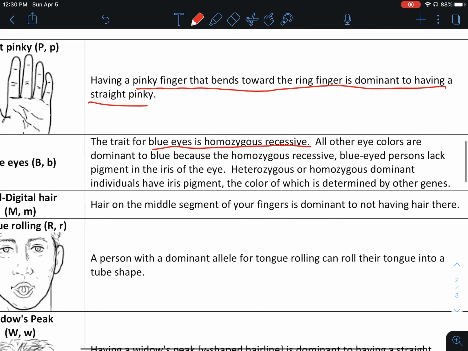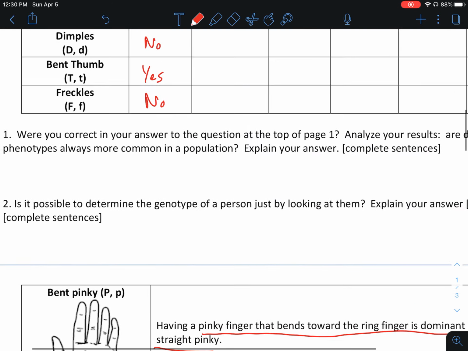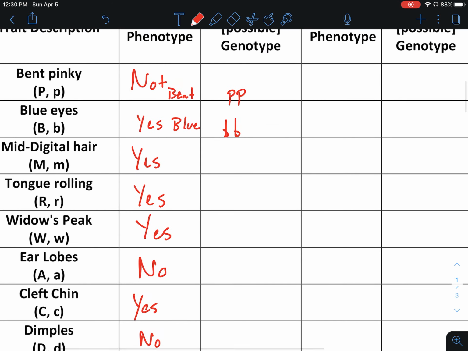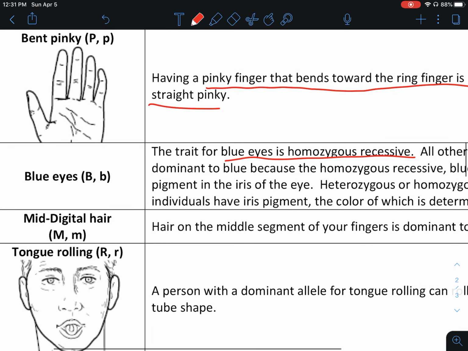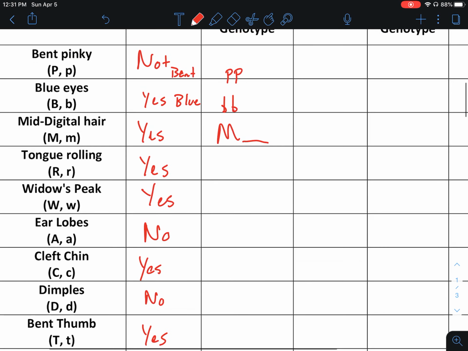Mid-digital hair. Hair on the middle segment of your fingers is dominant to not having any. So I have the dominant trait, which means I'm capital M. Now, I don't know if I'm capital M capital M or capital M lowercase m. We'd have to do a genetic test for that, so I'm just leaving the second one blank. Tongue rolling is a yes. The dominant allele means you can roll your tongue into a tube shape, so I am capital R, but same deal, I don't know what my second allele would be.